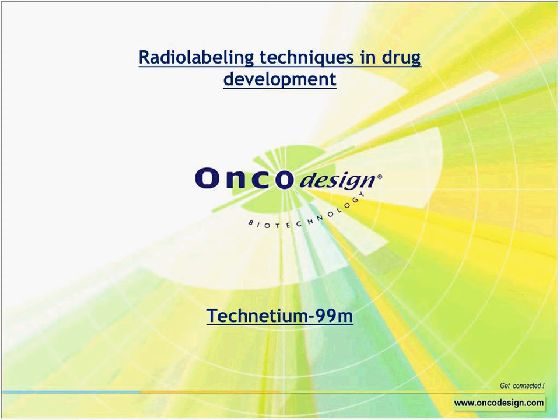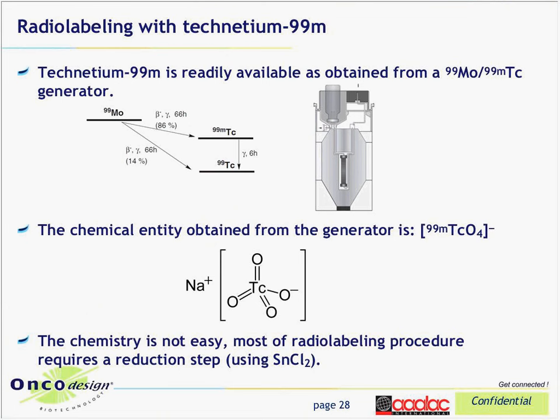Another tool now, which is technetium-99m. I wanted to talk about this isotope separately. Indeed, this isotope is readily available as it is produced by a generator. You have a diagram. Technetium-99m is used for the preparation in the clinics of 80 to 90% of the radiolabeled molecules that are injected to patients.